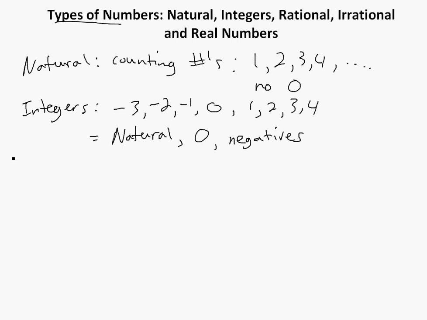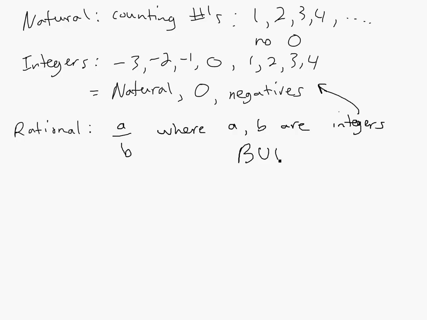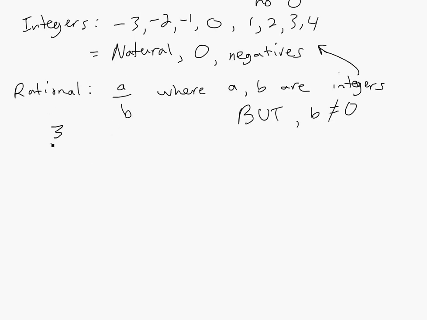And if we were to go to rationals, this one's an interesting one. This is defined basically as a fraction. If a number can be written as a fraction a over b, where a and b are integers, but it's a big but: b is not equal to 0, so you can't have it, because that would be undefined. As an example, let's say 3/2, and this is equal to 1.5.